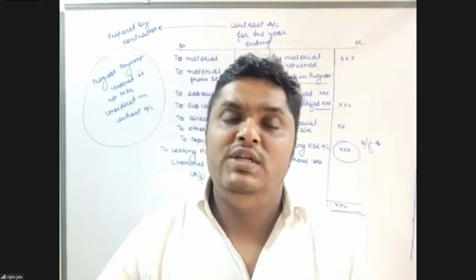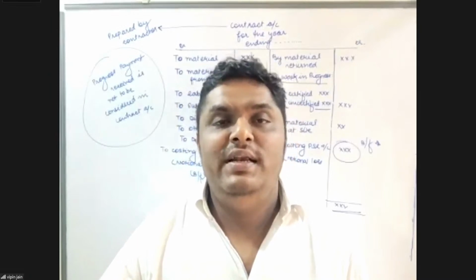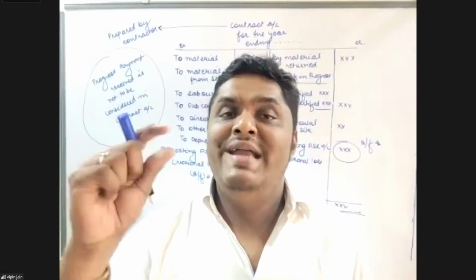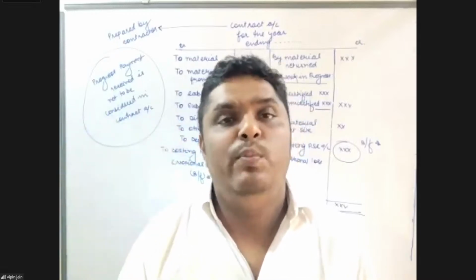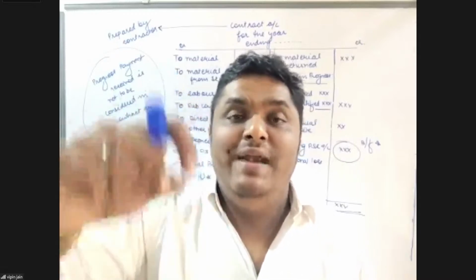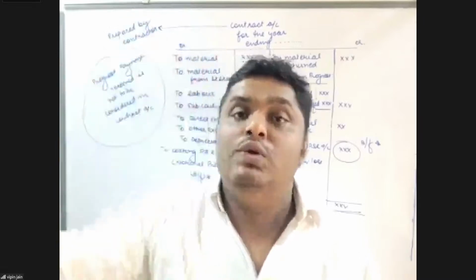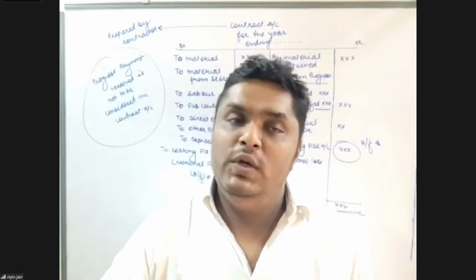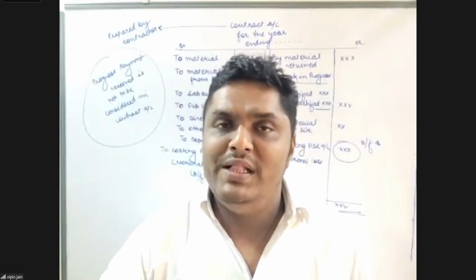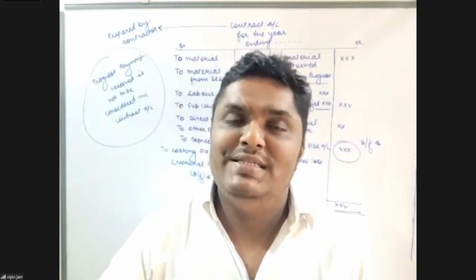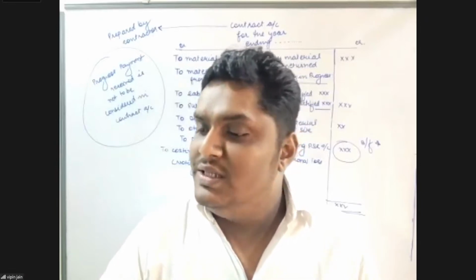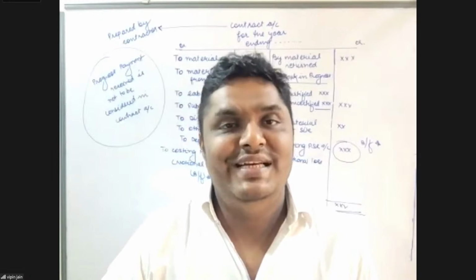Again, I repeat, Namish, the way I presented it, you have to present it in a similar way. Don't post the direct 10,000 entry, because at the end of the day you have to transfer 2,000 to costing P&L. So your approach is incorrect. You have to record by material sold 12,000, and 2,000, that is the profit on sale of material, is to be transferred to costing P&L. So this is the best way to present this adjustment.